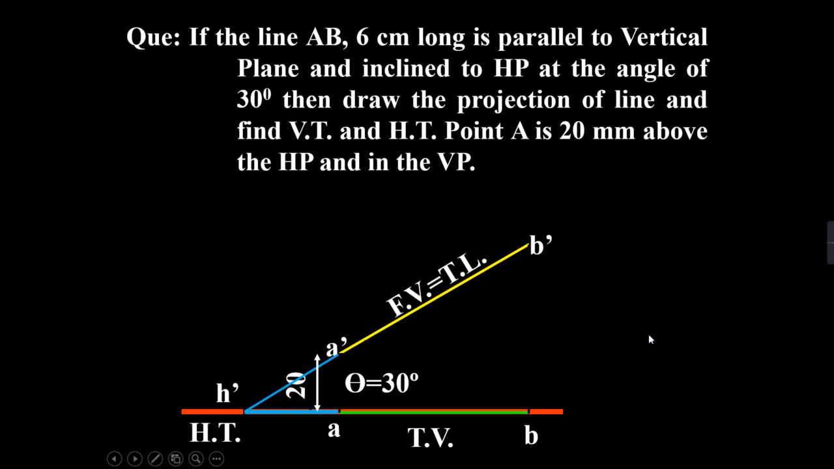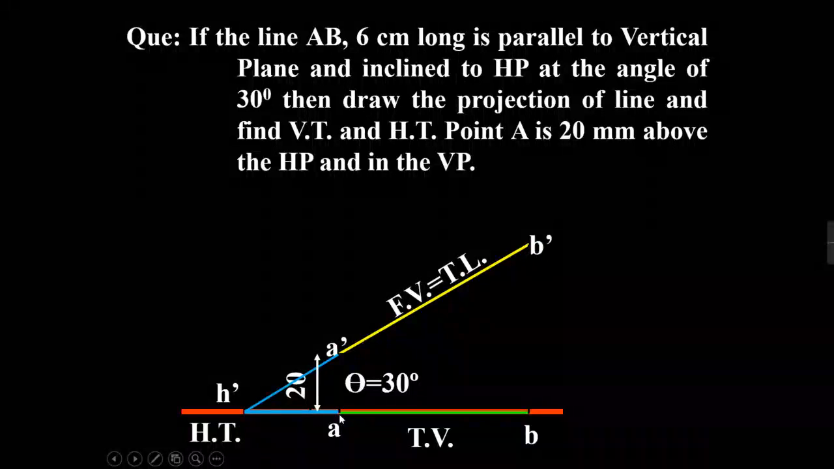So first of all, we have to start by marking the point A. Your point A is 20 mm above the HP and in the VP. If it is in the VP, then the top view will be on the reference line. So this is your A dash, this is your A.